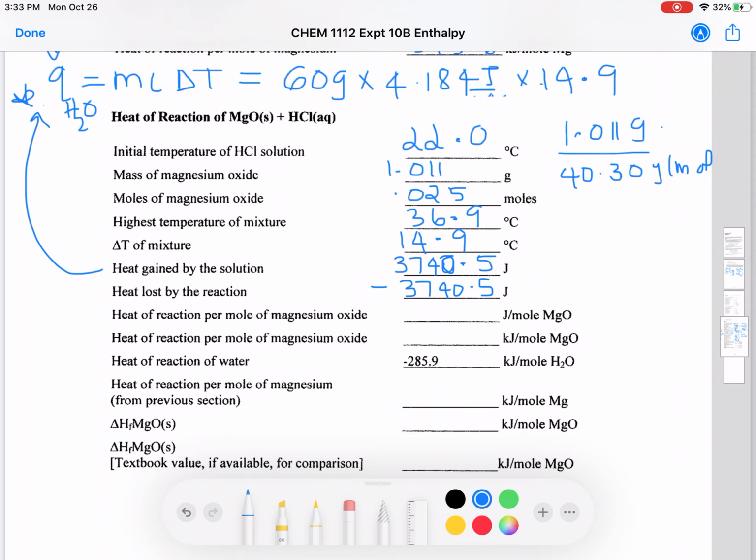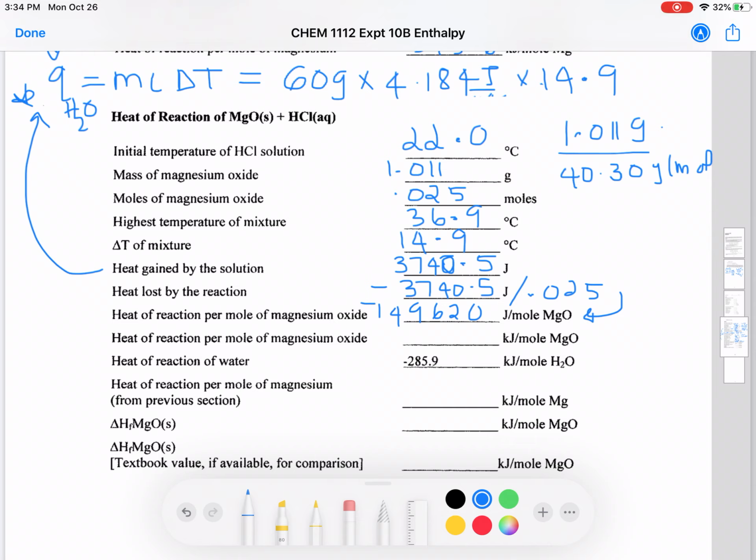Heat of reaction per mole of magnesium oxide, you take this number and you divide it by the number of moles, which is 0.025. You take this number and you divide it by 0.025 to find out the heat of reaction per mole of magnesium oxide. Okay, that would be 149,620. Big number again.